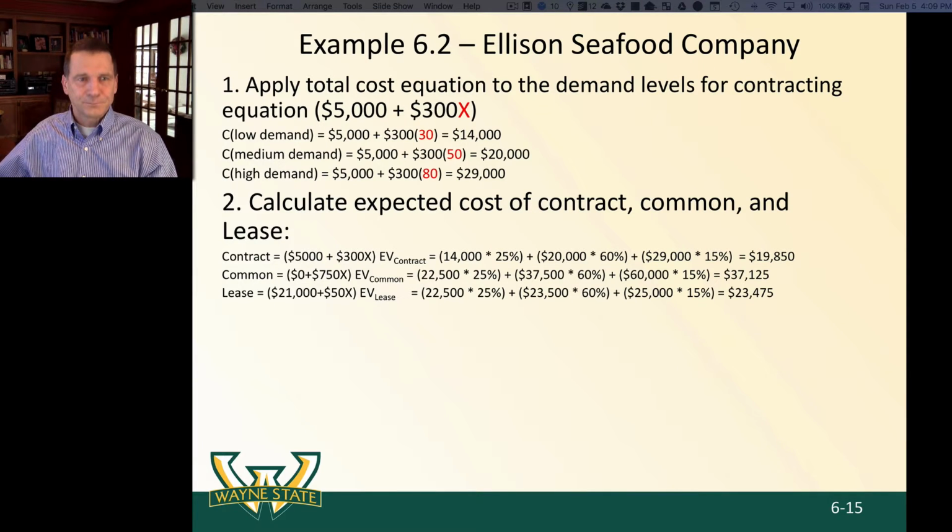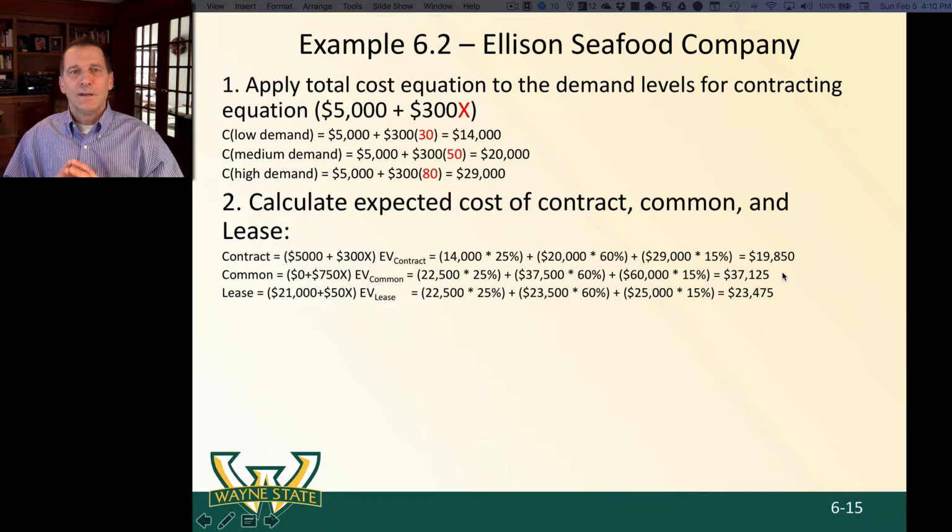For common, we would do the same thing we did up here with the 0 fixed and the 750 volume to reach 3 numbers right here, which are 22,000, 37,000, and 60,000. And we would multiply those again times those probabilities, 25, 60, 15. The same factors of probability come down each of these so that we can then see the total cost if we go with common. Now you'll remember, this will make sense to you. It's not mumbo jumbo.